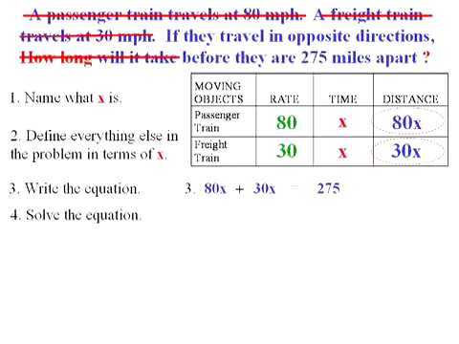Now let's solve this equation. Let's add like terms. 80x and 30x is 110x. And solve for x by dividing both sides by 110. And I get that x is 2.5. Now that's x.